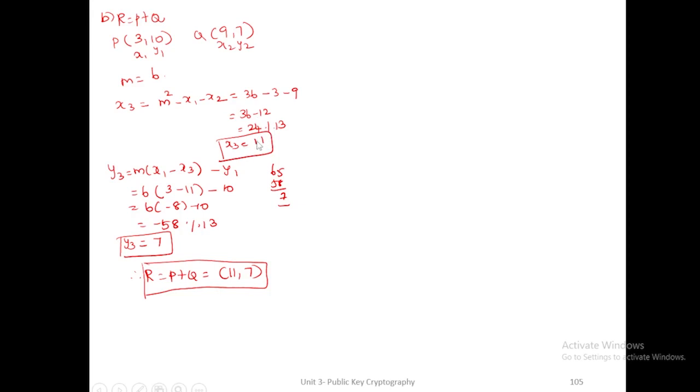Why am I taking a modulus operation? Because the given curve is E_p(a,b), here they will give E13 of some values. So the point should be less than this 13. That is why we calculated and did the modulus operation here.